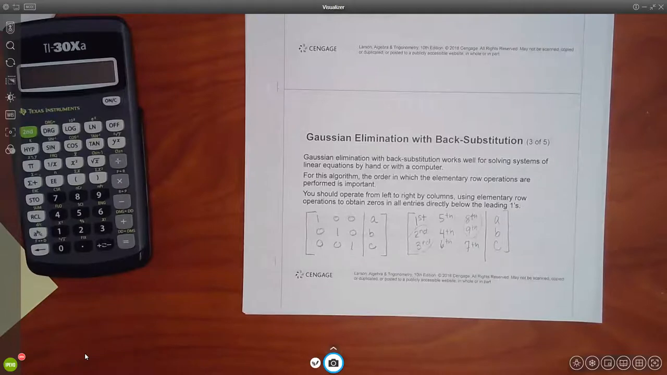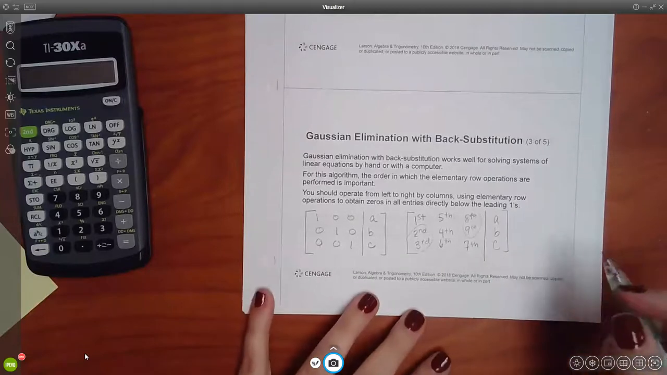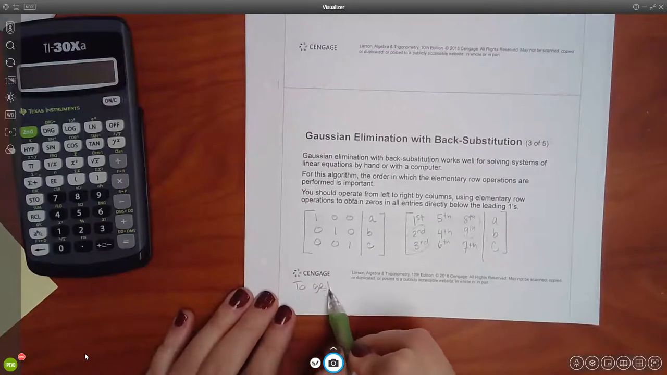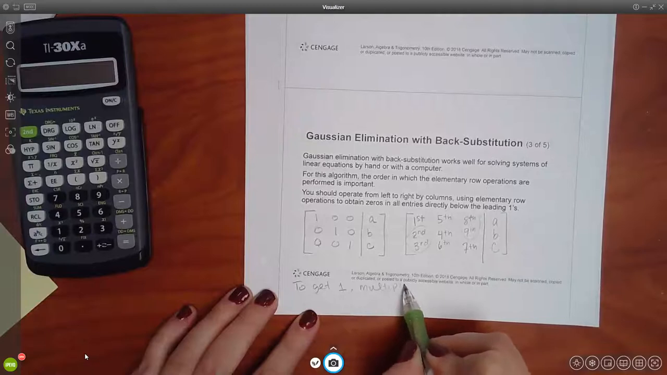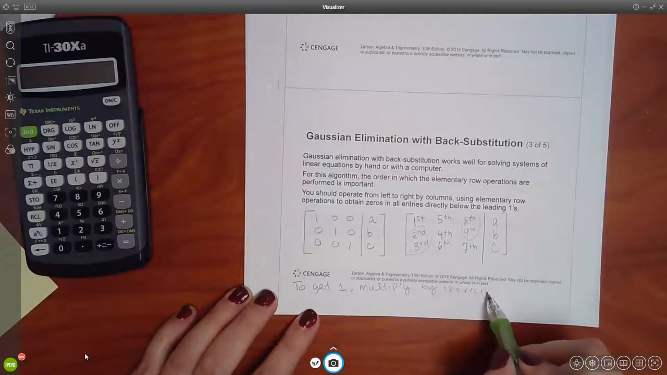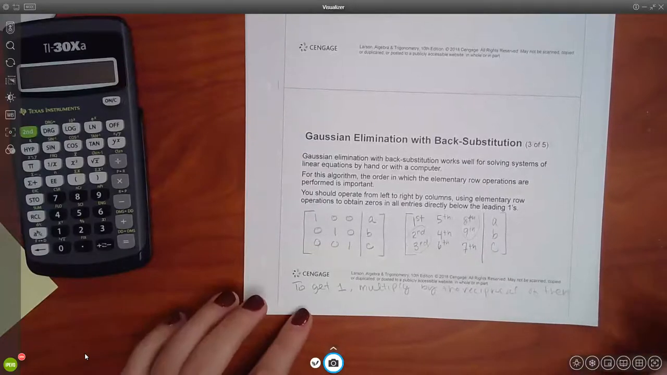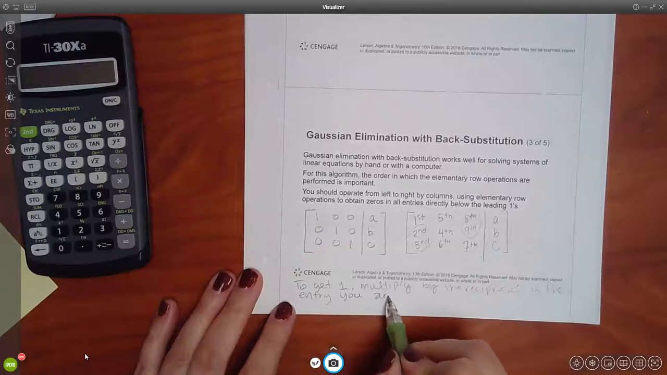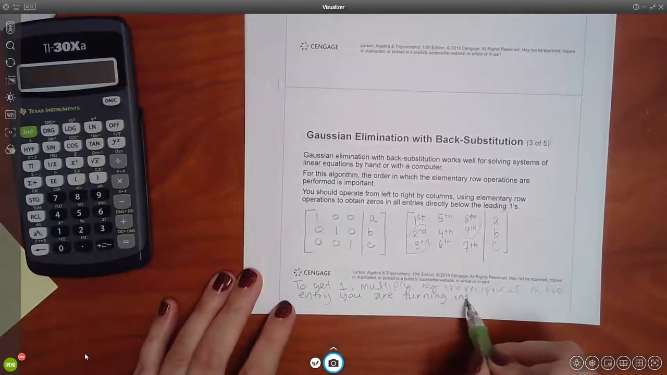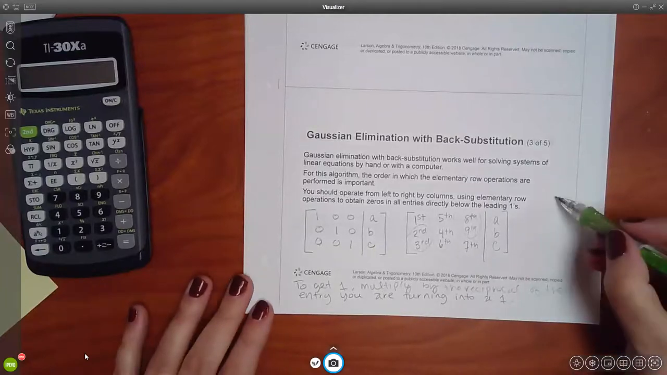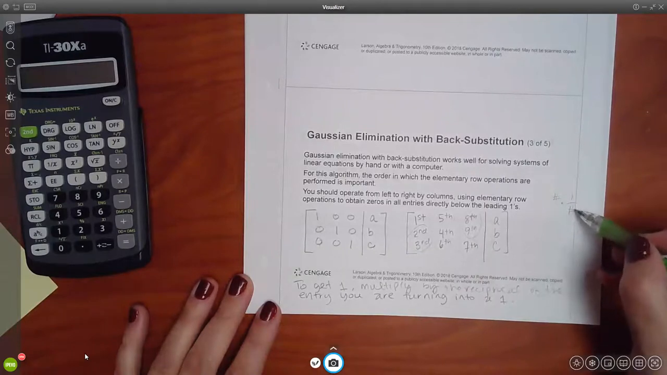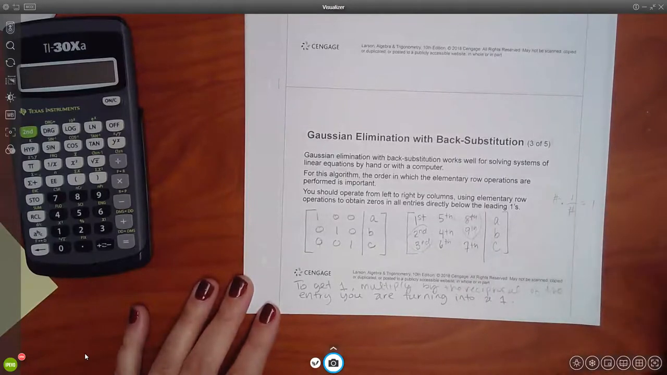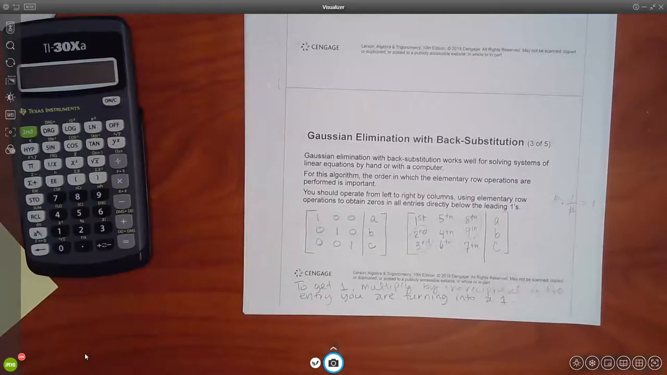Okay, here's another thing worth mentioning. How do I get things to turn to ones, and how do I get things to turn to zeros, okay? Ones are easy. To get ones, you multiply by the reciprocal of the entry you are turning into a one. By definition, when you take a number, whatever that number is, and you multiply by its reciprocal, it's gonna give you a one, isn't it? Okay? So if you wanna get a one, just multiply by the reciprocal of that number that you're trying to turn into a one, okay?